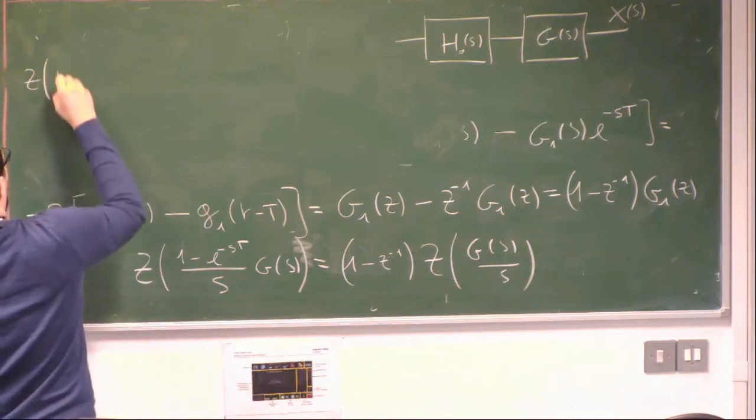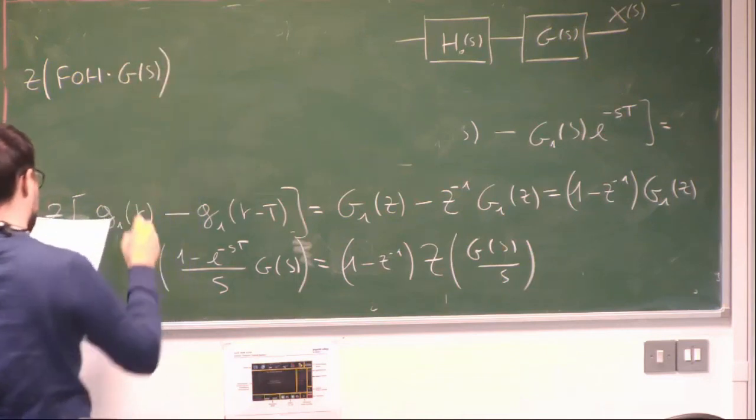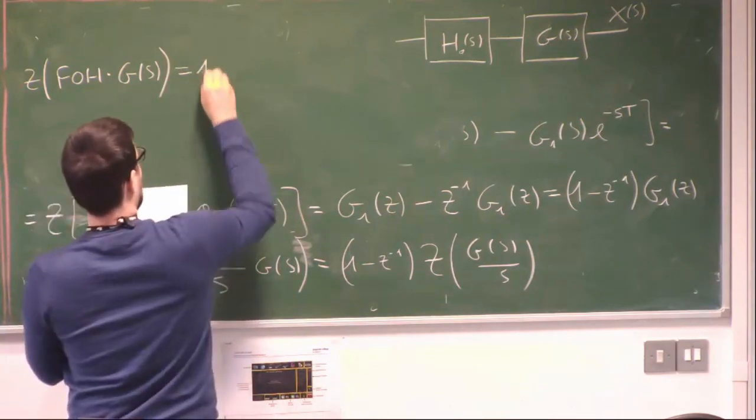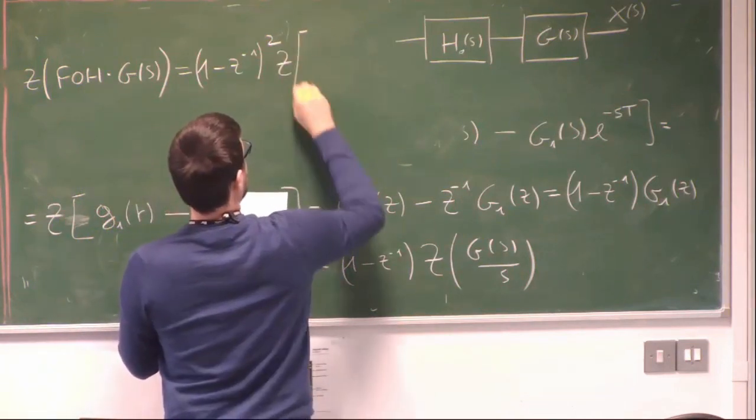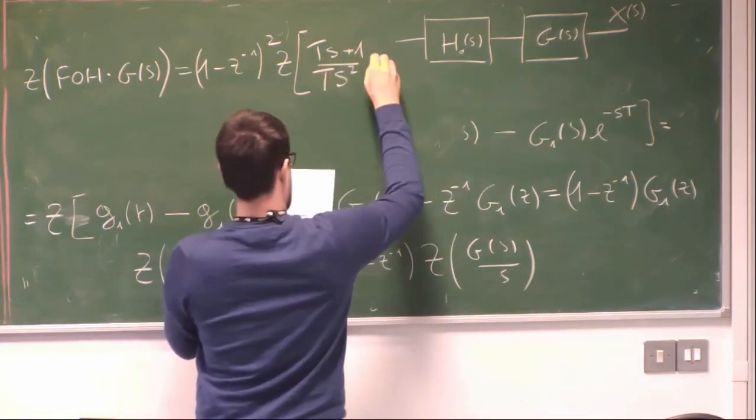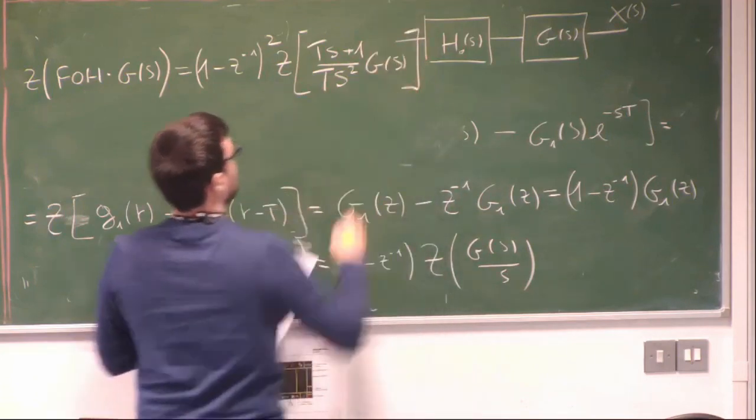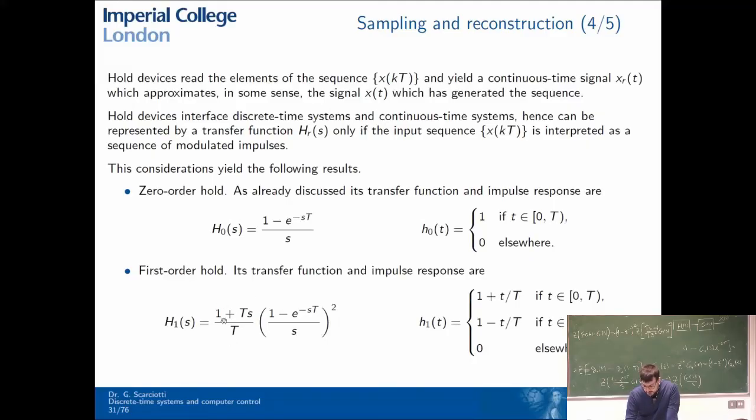So the Z transform of the first order hold interconnected with a g of s is equal to 1 minus z to the power minus 1 squared, times the Z transform of (Ts plus 1) divided by s squared capital T, times g of s. Okay? So this comes very easily because if we look at the transfer function, we see that this is this term, that is 1 plus Ts divided by T s squared, times the square of this exponential. Now the square of this, 1 minus e to the power minus sT, becomes basically 1 minus z to the power minus 2. Okay?